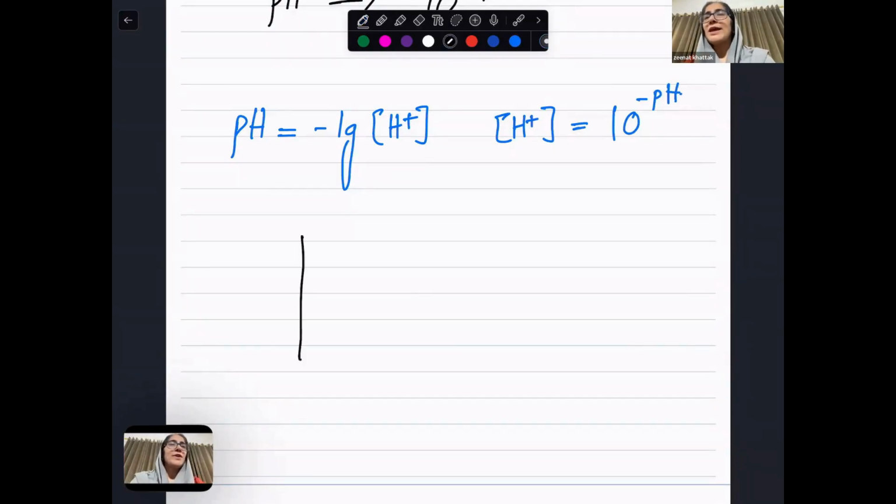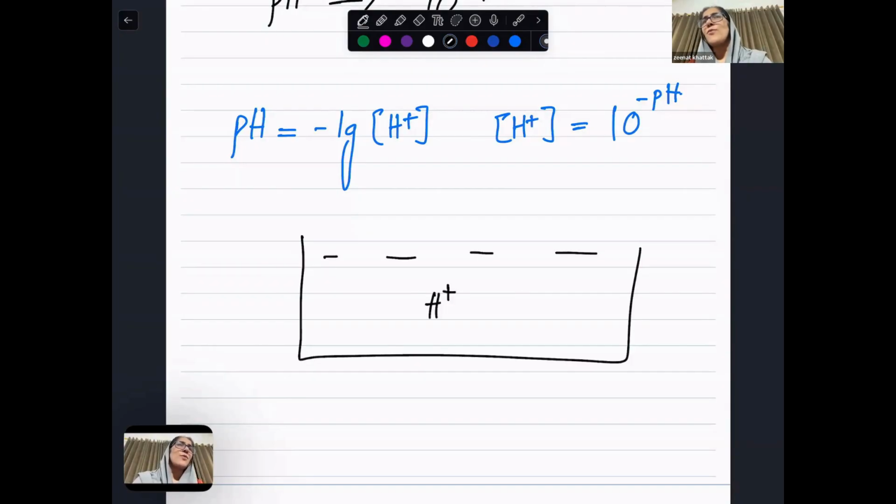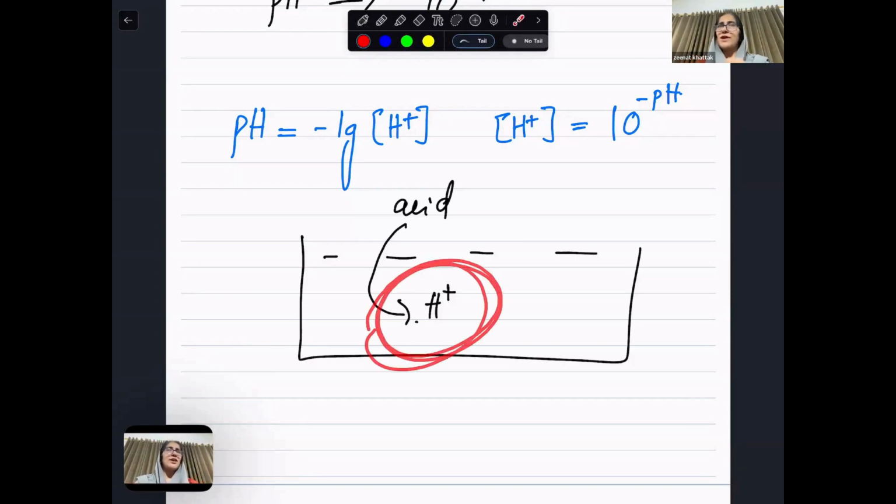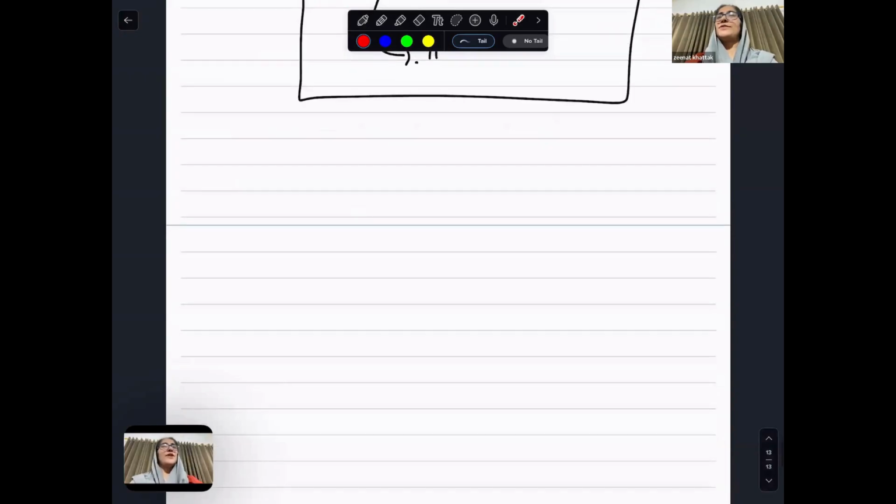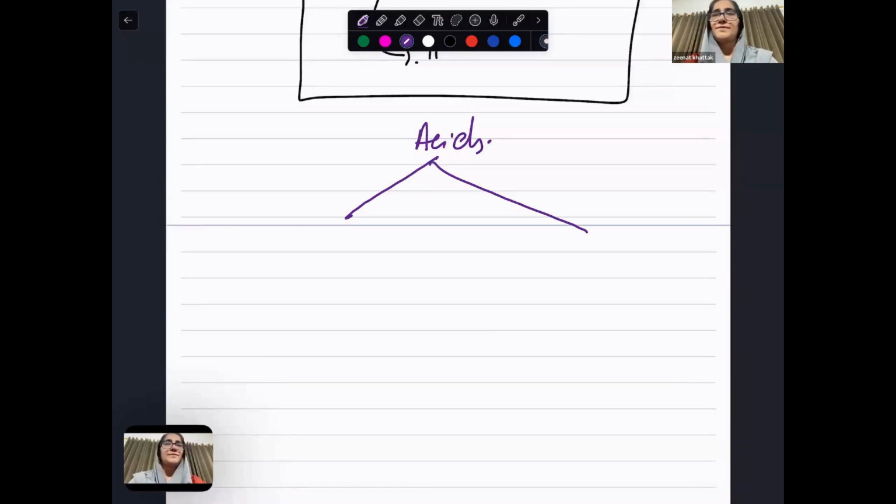From where in any solution is H plus coming? From acid. The acid in water will provide H plus. If you know the concentration of H plus, can you find the pH? Of course. There are 2 types of acids.